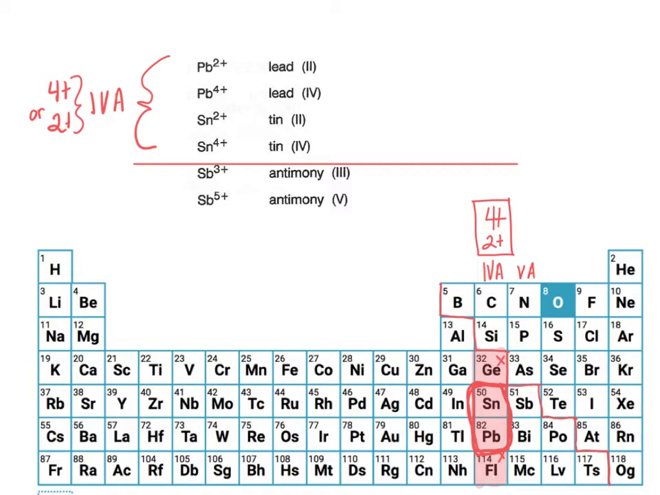Now in group 5, we know that some of them are going to be negatively charged. Those are the nonmetals, like nitrogen and phosphorus, which will have a -3. Arsenic is a little bit weird. Sometimes you'll see it with a -3 charge, and sometimes you'll see it with a +3 charge or a +5 charge, and that is because it is a metalloid. In this class, we're not going to be dealing with arsenic at all, so you don't have to worry about it.